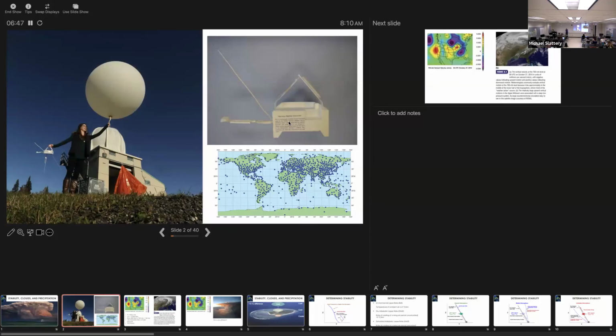So how does this work? How do we determine the stability of the system? Every day, I think it's 7 a.m. Eastern time and 7 p.m. Eastern time, the National Weather Service releases about 92-ish, depending on who's awake at what particular time. About somewhere between 90 to 95 weather balloons are released in the US.